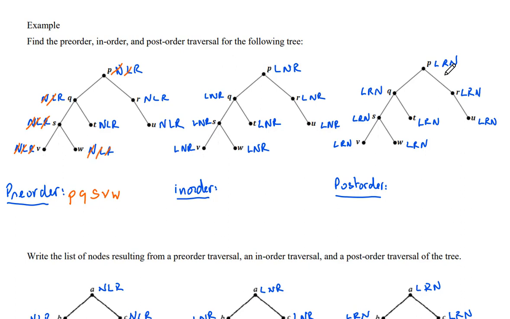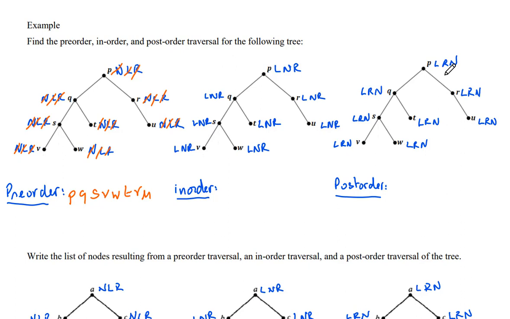and then go back to Q, go right, and then we're gonna copy T. Then you go back here, go to the right, you copy R, no left, but you go right, and you're gonna just copy U, and then we're done. And here is the pre-order.